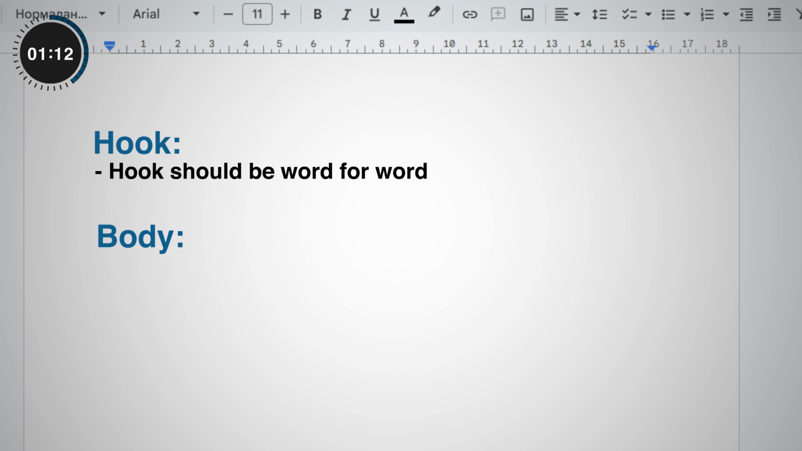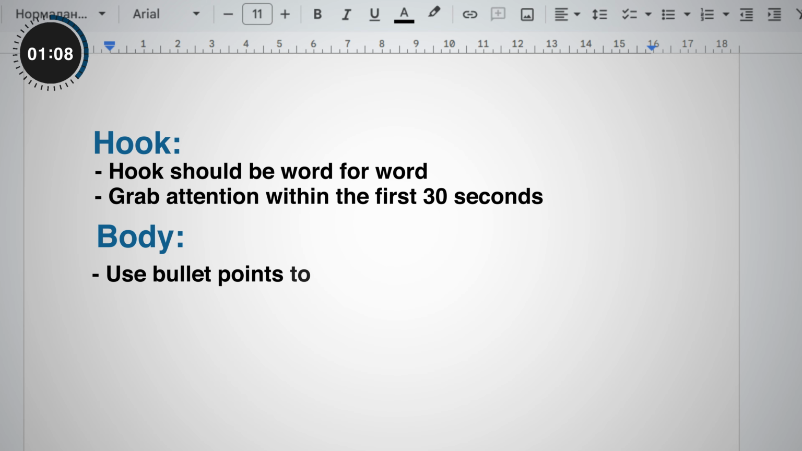Then, after you figure out the title and concept of the video, the script part comes next. The hook should be word for word, and try to grab attention within the first 30 seconds. And for the body part, use bullet points to avoid sounding like a robot. Always include 2 CTAs, one at the 40% mark and the other one at the end, because most people leave the video before the end, so that's how we can increase the conversions.